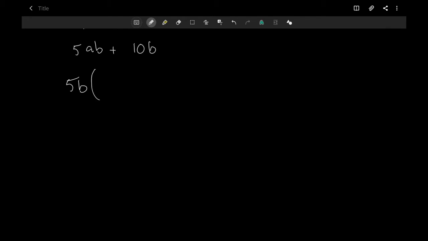So now we open the bracket and we say, okay, we have 5b here. How do we get from 5b to 5ab? Well, we know that what's missing is a. Plus, now how do we get from 5b to 10b? Well, we know we multiply 5b by 2 to get 10b. And we close the bracket, and there's your answer.